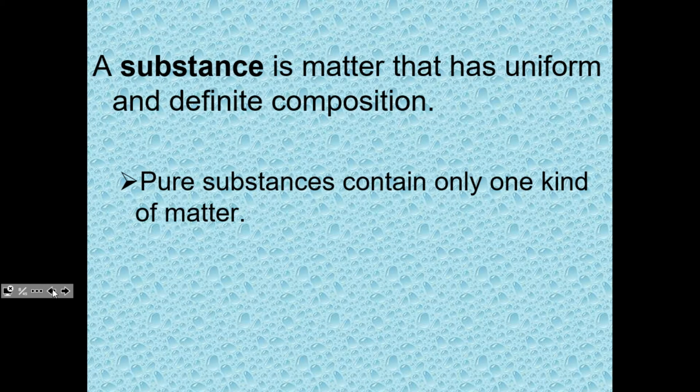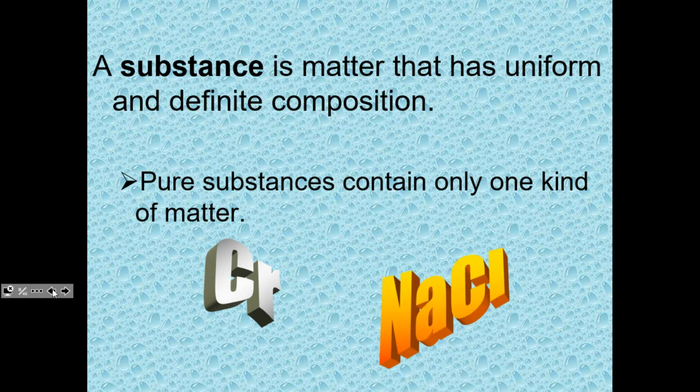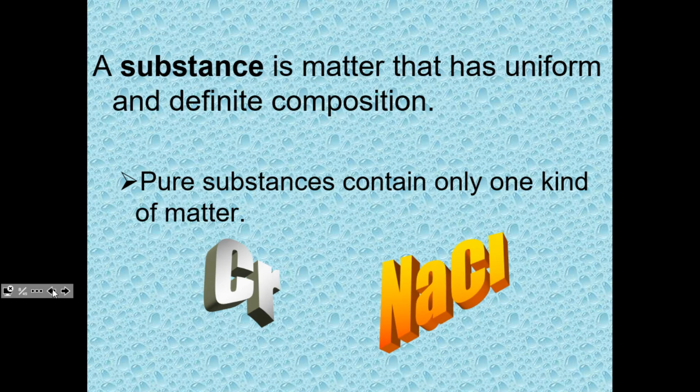There are substances that have uniform and definite composition. We have pure substances and impure substances. Pure substances contain only one kind of matter. These would be elements and compounds. So for this example, we have chromium, which is an element on the periodic table, and then we have a compound, NaCl. You may recognize this as sodium chloride, table salt. Those are both pure substances if that's all you have in one spot.